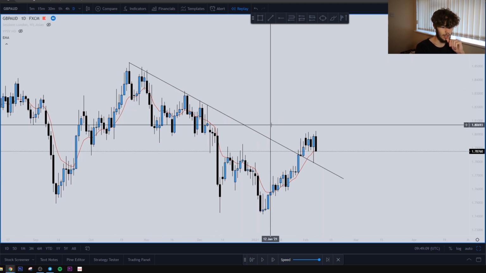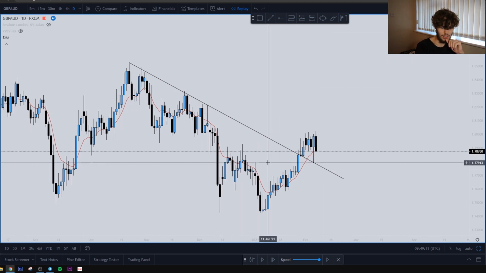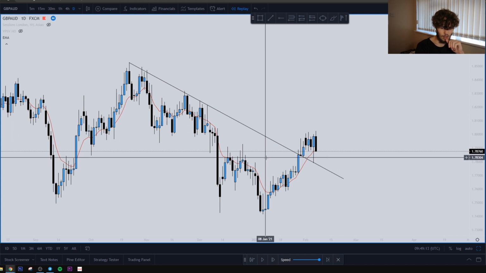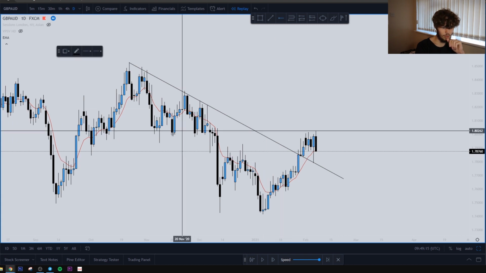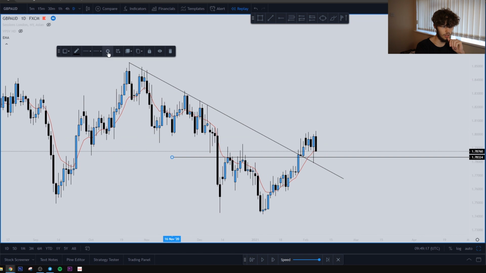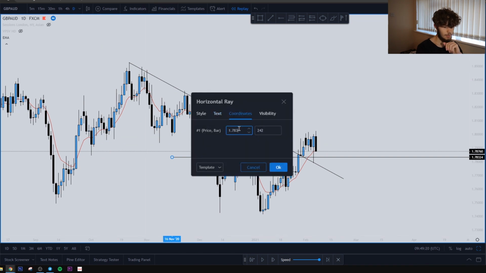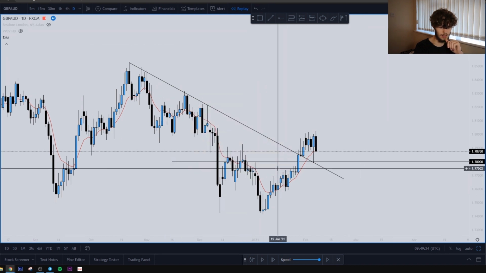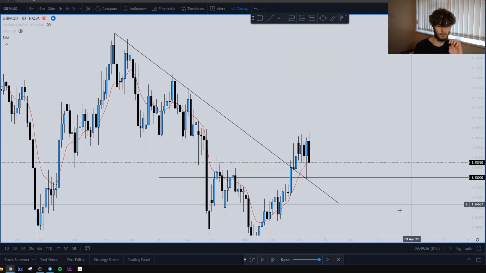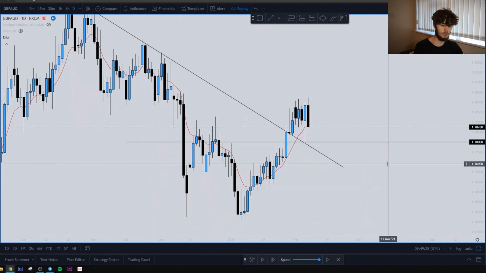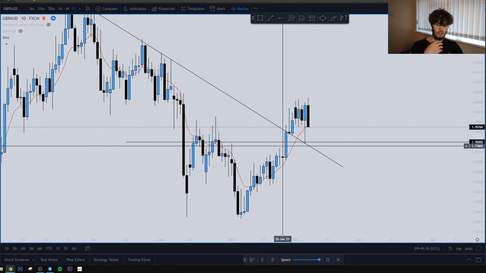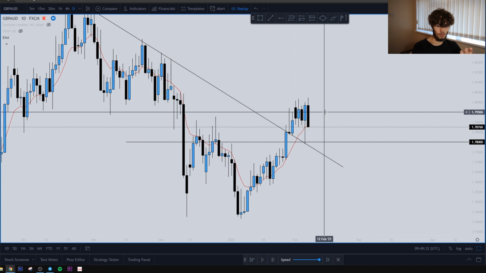So we have obviously this level here at 7,800, this area here. If we draw a line in here, we change the coordinates by using the settings tool to 78. So that will set that there. That is a key psychological level on this pair. If you trade, you know that this is a very, very key level on this pair.